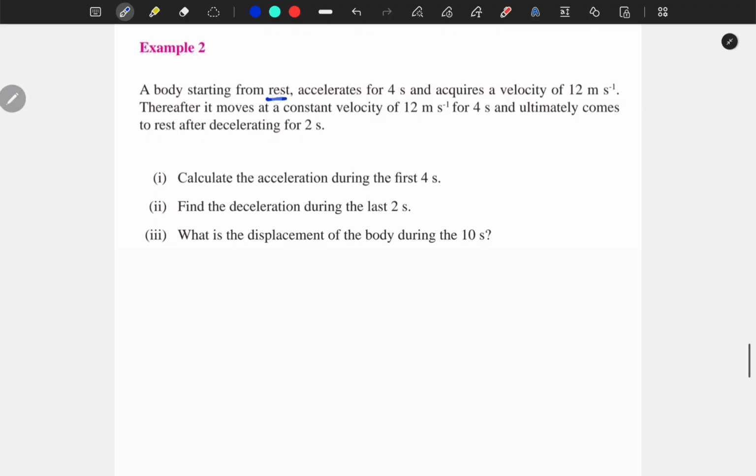A body starts from rest. That means the initial velocity is 0 meters per second. It accelerates for 4 seconds and acquires a final velocity of, what? 12 meters per second.